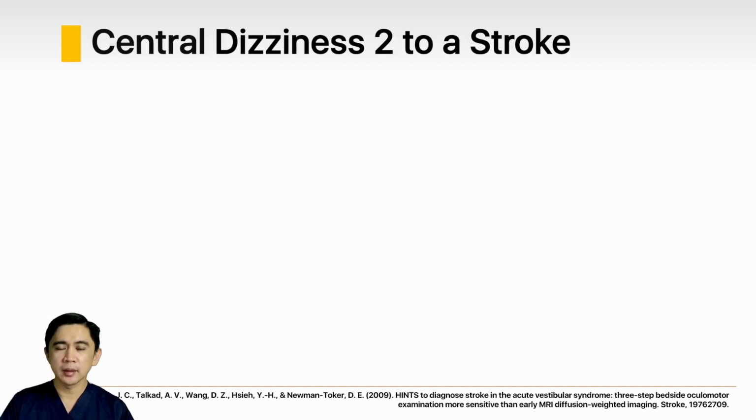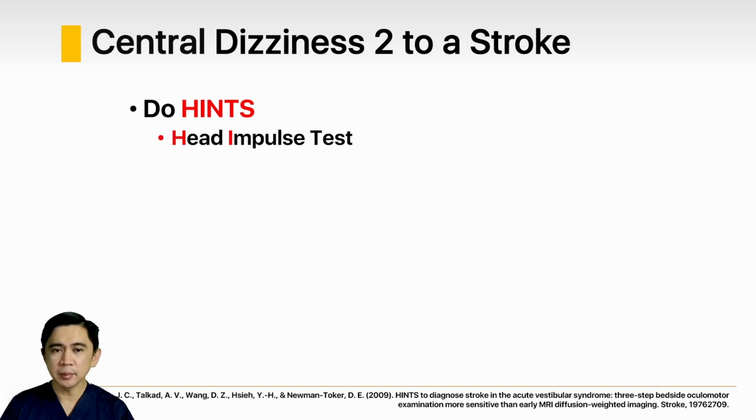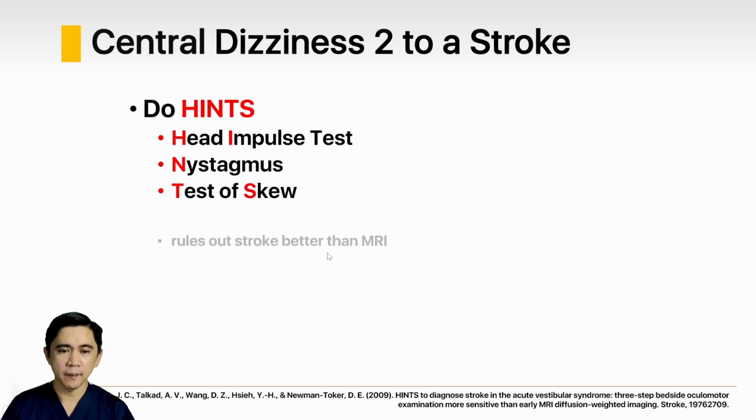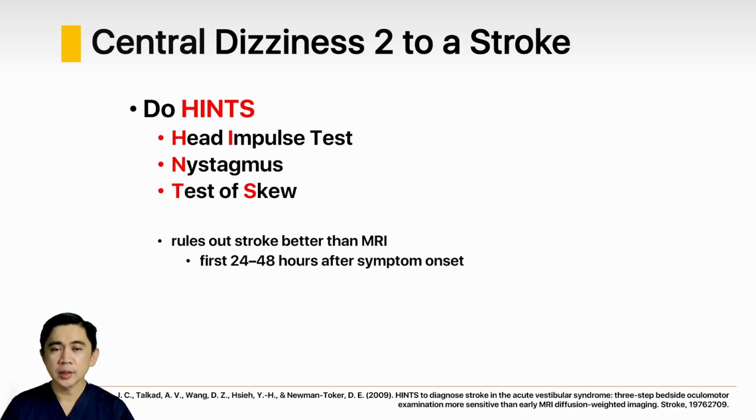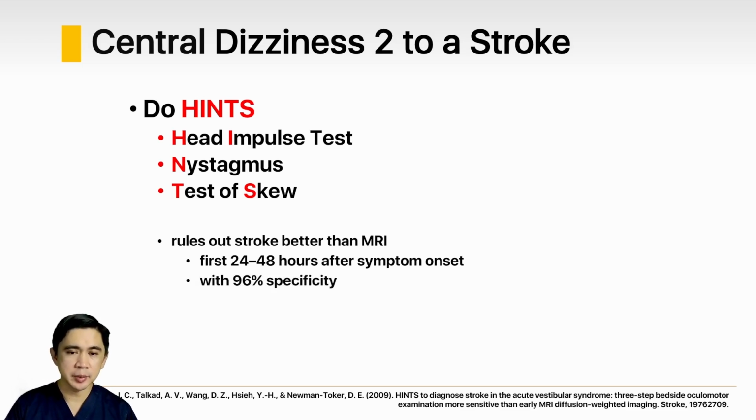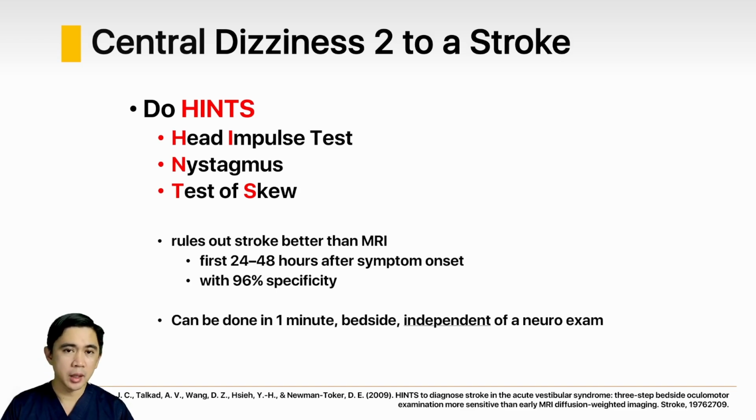Whenever we suspect the dizziness is secondary to a stroke, we do HINTS. HINTS stands for Head Impulse test, Nystagmus, and Test of Skew. Only 3 items. HINTS rules out stroke better than MRI, especially in the first 24 to 48 hours after symptom onset, with 96% specificity. HINTS can be done in 1 minute, at the bedside, and is independent of a neuro exam.